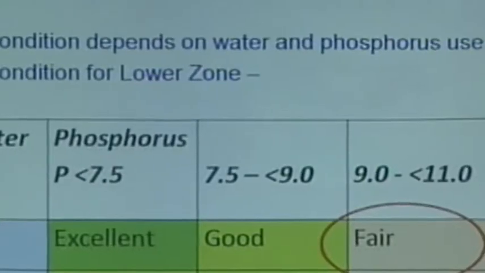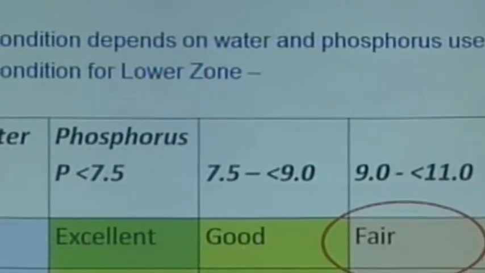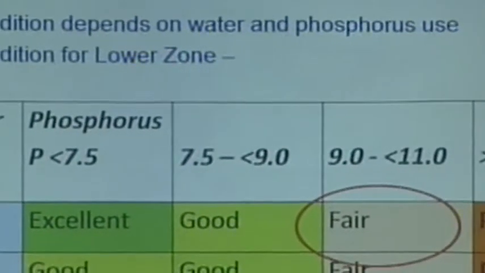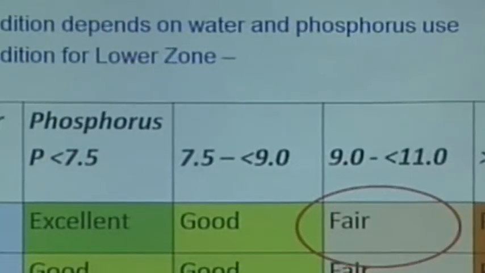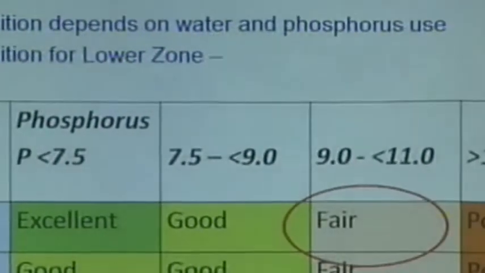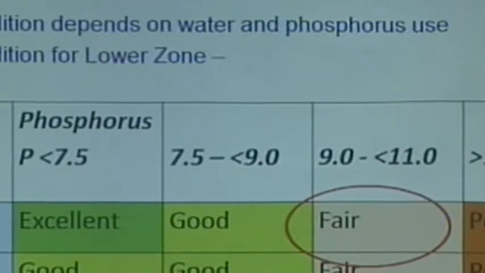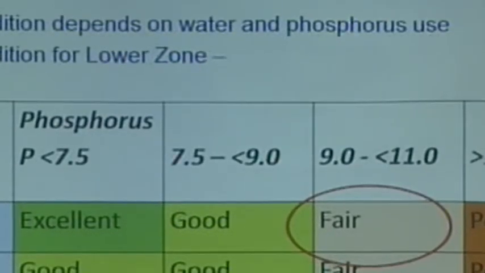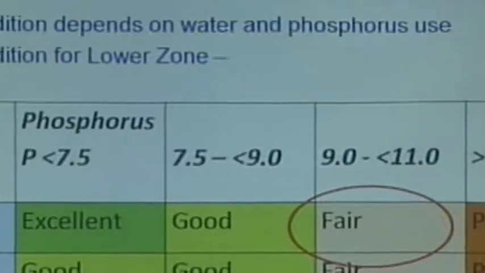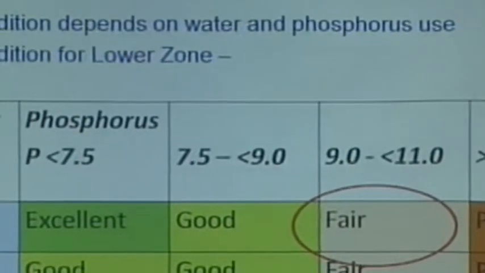And we set up a basic matrix for river condition that depends on both the amount of water being taken out and the amount of phosphorus being discharged into the catchments. And we had one of these matrices for the upper zone and a matrix for the bottom zone. And we said for the bottom zone that the initial position was fair. So it was bordering on poor, certainly not good, and a long ways from excellent.